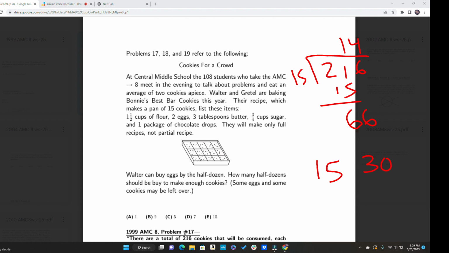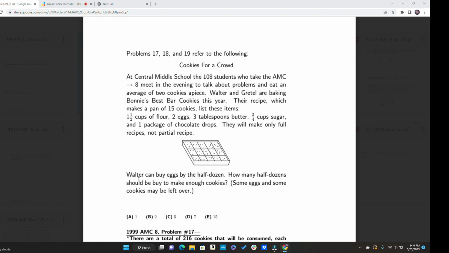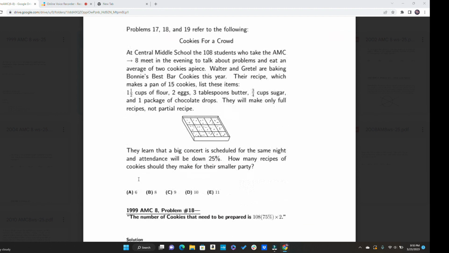15 times 2. And it says here, Walter can buy eggs by the half dozen. And this is important. If you don't already know, it's okay. Dozen, that is 12, right? So remembering when somebody says a dozen, you're thinking 12. So half a dozen, half of 12 is 6. So how many boxes of 6 eggs should Walter buy? 30 divided by 6, that is 5. Answer choice C. And we did it.